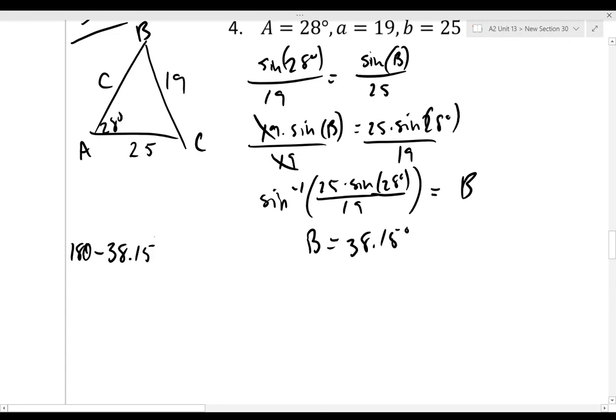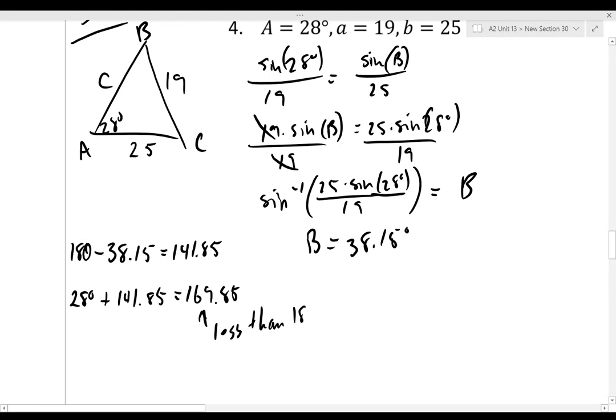which is 180 minus that 38.15. Okay, and that comes out to be 141.85. And now, the way we check to see if that is a possibility to actually work here is to add it to the angle that has to be set here, and that's the given 28 degrees. So remember, if that new angle and the 28 degrees, if I add them together and it comes out to be less than 180 degrees, that means that there are two triangles here. So here, this is less than 180 degrees, okay, which means that there are two triangles possible.